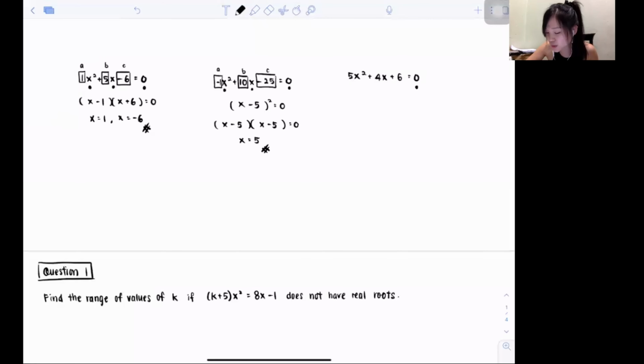There's 1 0, there's 1x squared, there's 1x. What's my A? 5. Press yourself. What's your B? 4. What's your C? 6. Let's press. From my calculator, what's my first answer? A lot of you will tell me, teacher, negative 2 over 5. Guys, look carefully. Is the negative 2 over 5 the answer? No. You know why no?